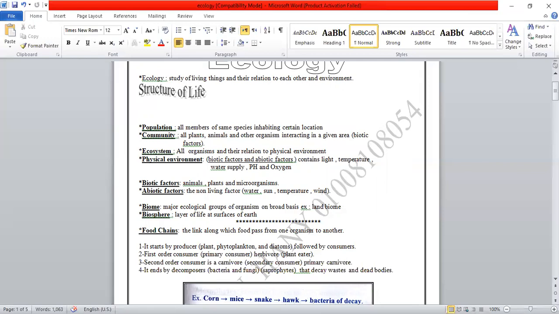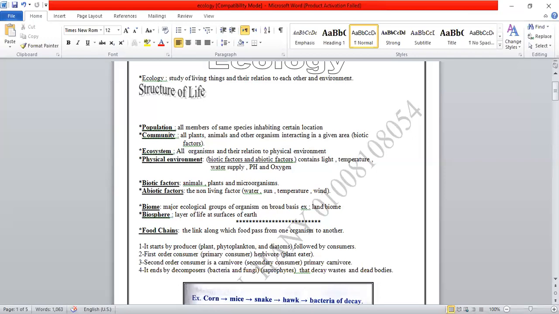What does broad base mean? It means there is a common feature in a certain location, and this location is very large, making a very big unit. For example, all the land on the earth is called land biome. All water on the earth is called water biome. All air on the earth is called air biome.